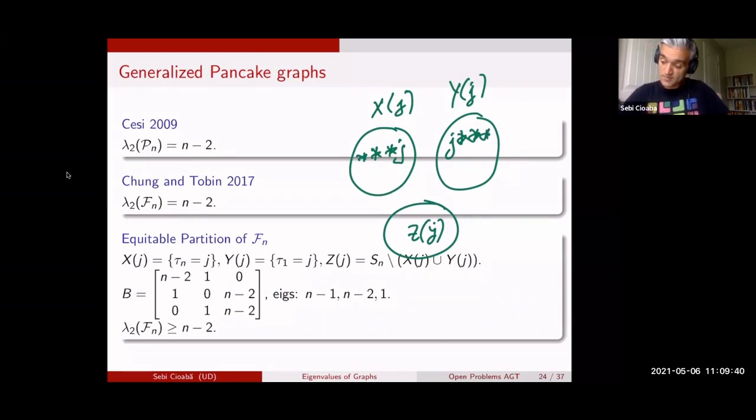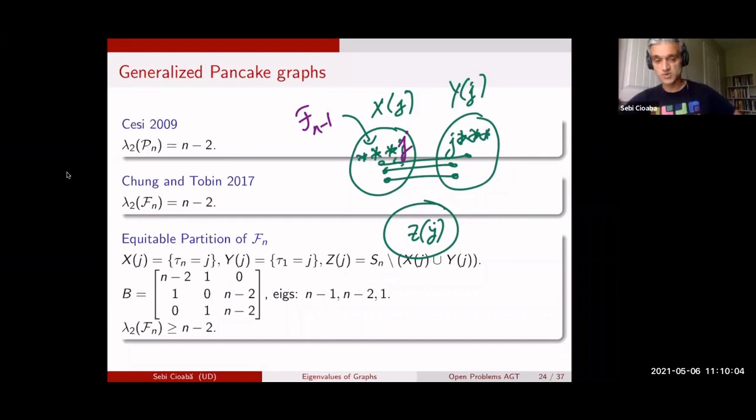Actually, there's more to the structure. For example, the only way you have an adjacency from here to here is a perfect matching between these two parts, because you have the j and you have to completely flip it. And inside here, you actually have a copy of a smaller F_{n-1}, because since the j is in the last position, you only flip within the first n minus one positions.